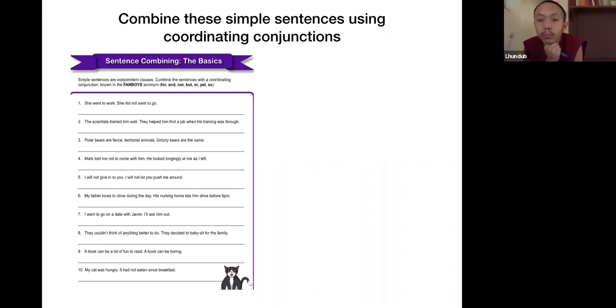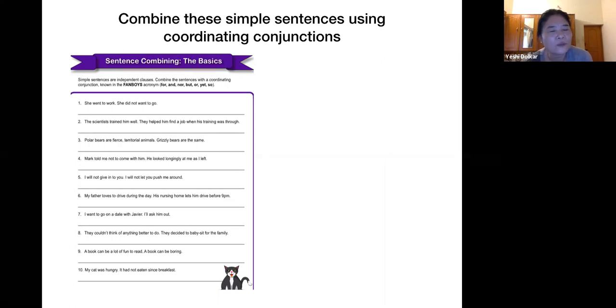But he looked longingly at me as I left. All right? Okay. What about number 5? I will not give in to you means I will not surrender. Give in to means surrender. Phrase: to give in to, surrender. I will not give in to you.